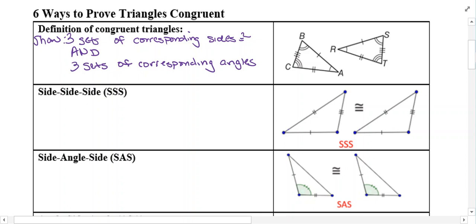So looking at the picture provided here, we had to show that angle A was congruent to angle R, angle B was congruent to angle S, angle C was congruent to angle T, and for the sides, we had to show that AB was congruent to RS, AC was congruent to RT, and finally that BC is congruent to ST to get that triangle ABC is congruent to triangle RST.